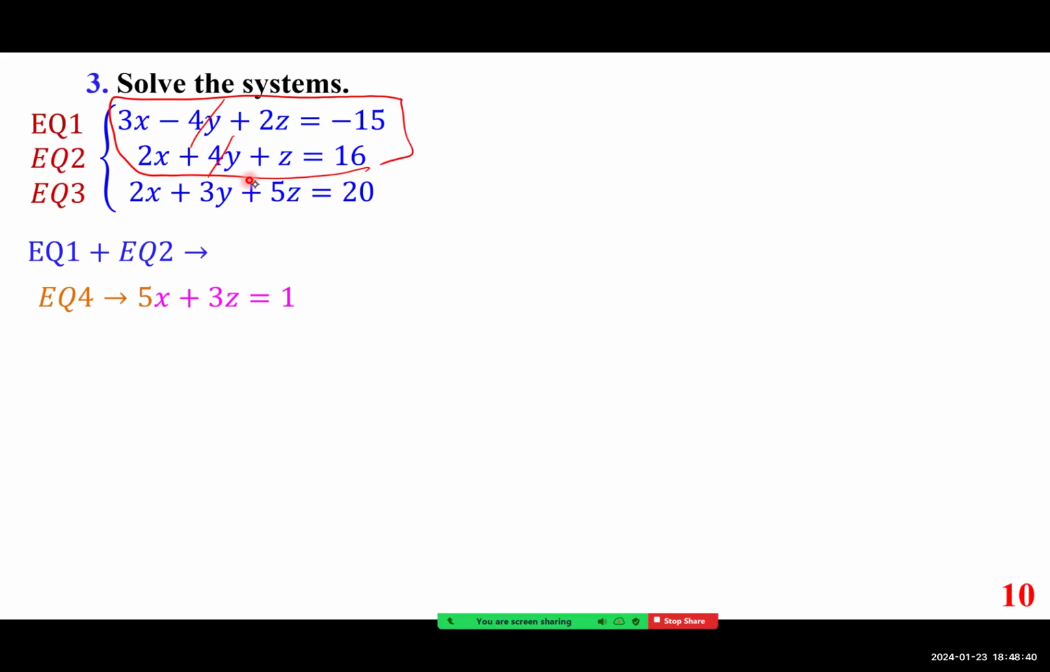So with that being the case, if I want to get rid of the y here, so let me just erase. So if I want to use this one and this one, okay, this is minus 4, this is positive 3, so I can multiply this one by 4, multiply this one by 3. So if I multiply this one by 3, I get 9x minus 12y plus 6z equals minus 45. I multiply this one by 4, I get 8x plus 12y plus 20z equals 80.